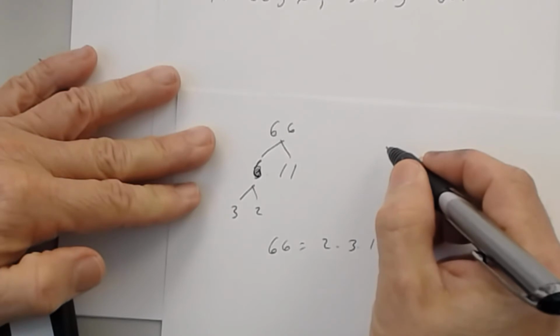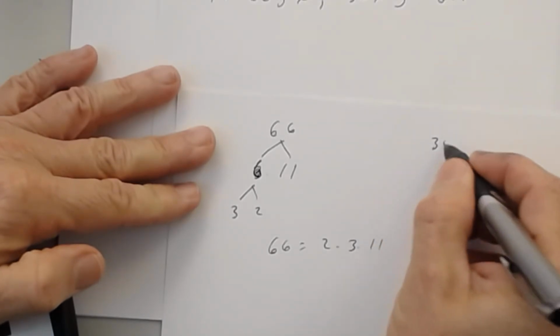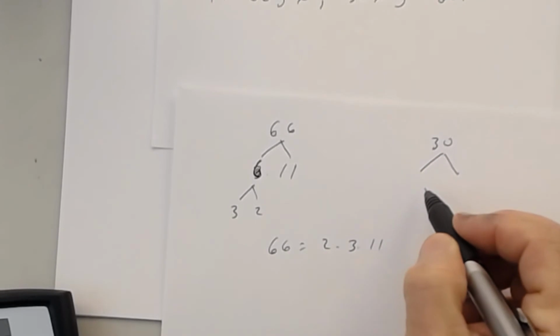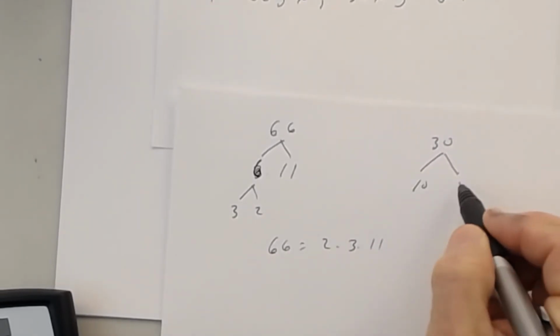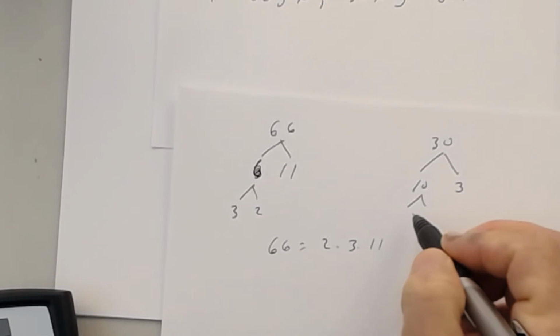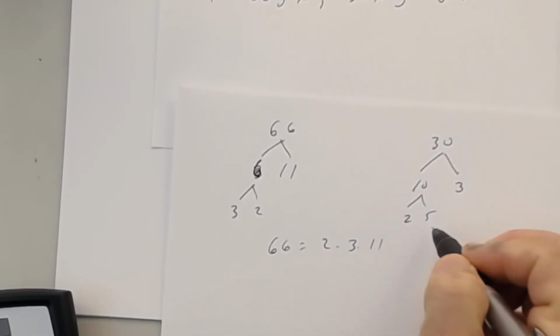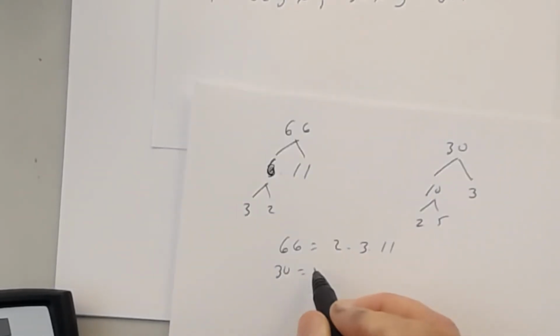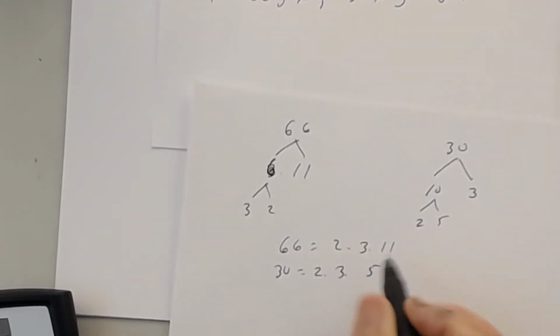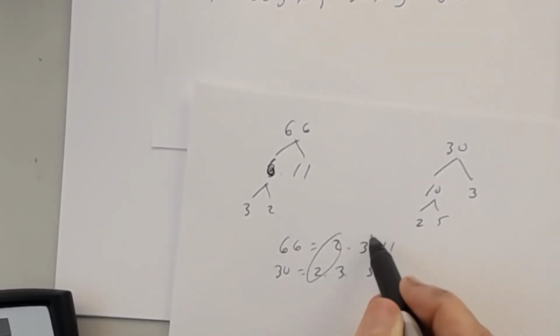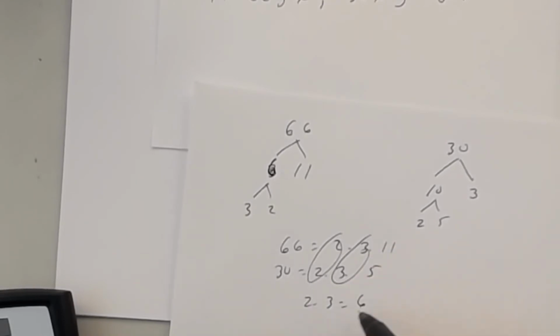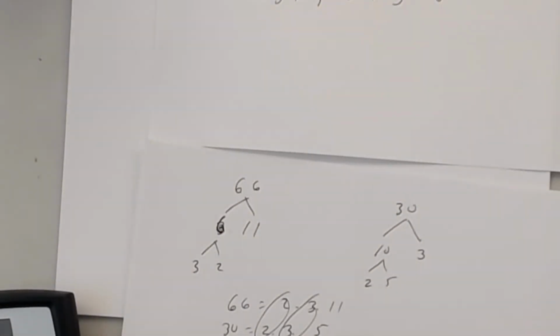All right, let's do 30. Oh, it's not 3, it's what? 6. Thank you. All right, 30 is 10 times what? 3. And then 10 is what? 2 and 5. So 30 is 2 times 3 times what? 5. So a 2 and, what else is circled? 3. So 2 times 3 is 6. So that's your GCF. So it's not 3, excuse me. It's what? 6. Now you see, sometimes it's helpful if you do the factor tree.